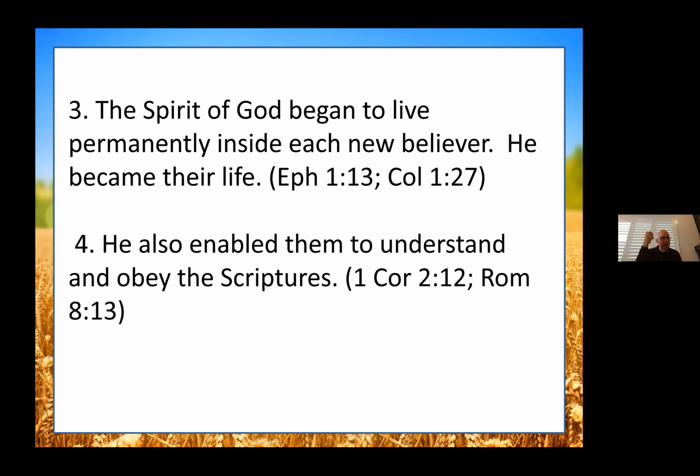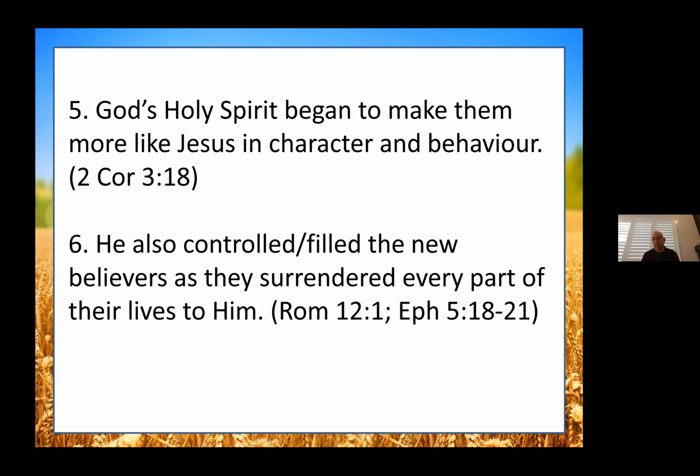As the Spirit of God lives inside me, my sin nature, of course, has been broken. We see that in Romans chapter 6. The Spirit of God now enables me, as I trust in him and in the promises of God, to obey the scriptures and to live in a way that pleases God. But it just gets better. And in the early church, we saw even more. Number five, God's Holy Spirit began to make them more like Jesus in character and behavior.